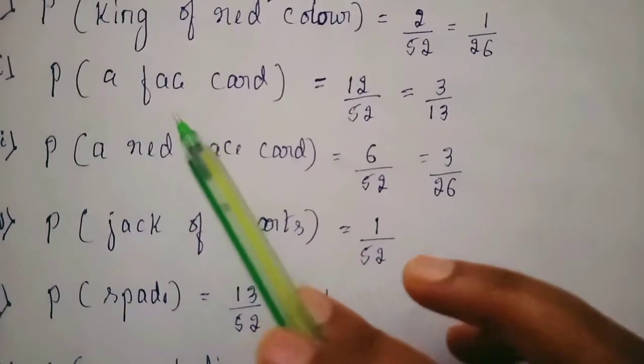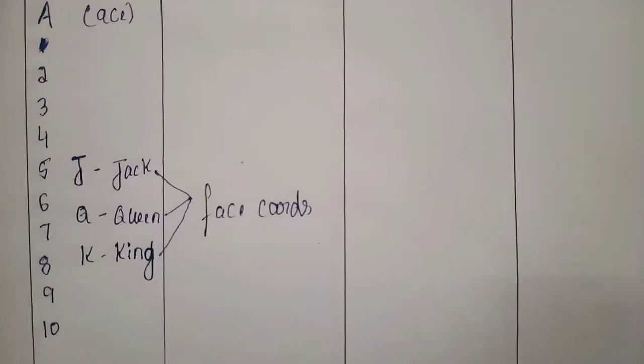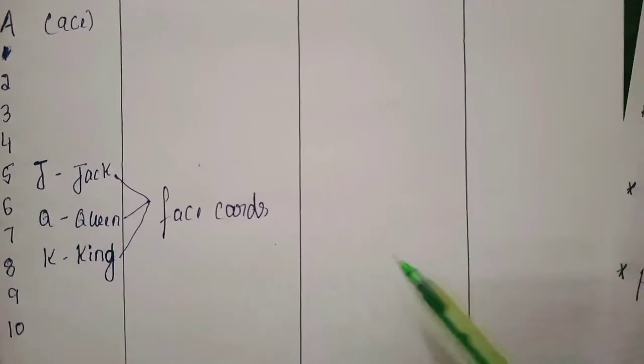Next, probability of a face card. Just now I told you, they didn't mention any color or any symbol. They just asked for a face card. So 3 plus 3 plus 3 plus 3. Total 12 face cards.